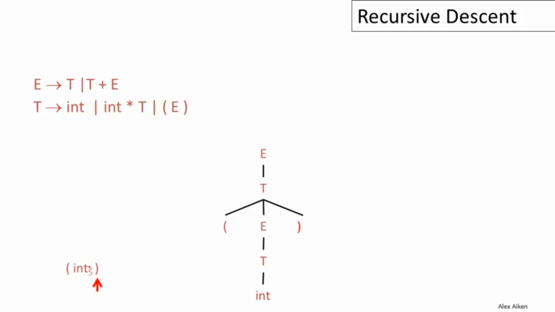Now we're here, and what's left? We've progressed to this point. We're looking at the close paren, and that also matches. So now we've matched everything in the parse tree, and our input pointer is at the end of the string. This is a successful parse of the input string. That means we accept, and the parser terminates successfully.